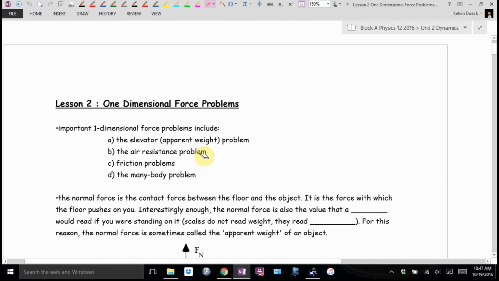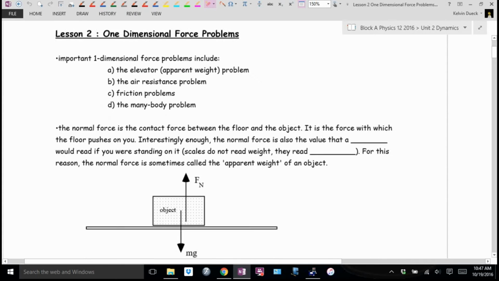Air resistance, friction, and the many body problems. Well, more than one mass. We'll devote a separate lesson to friction. We'll devote a separate lesson to more than one mass. But if we do our jobs right, it won't be a surprise. It'll be more of a, oh, that makes sense.